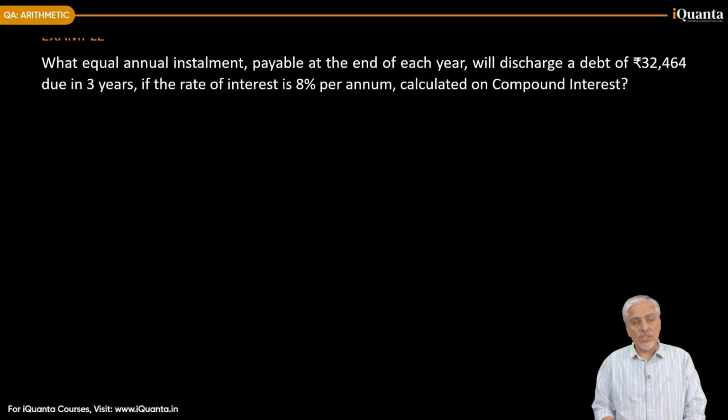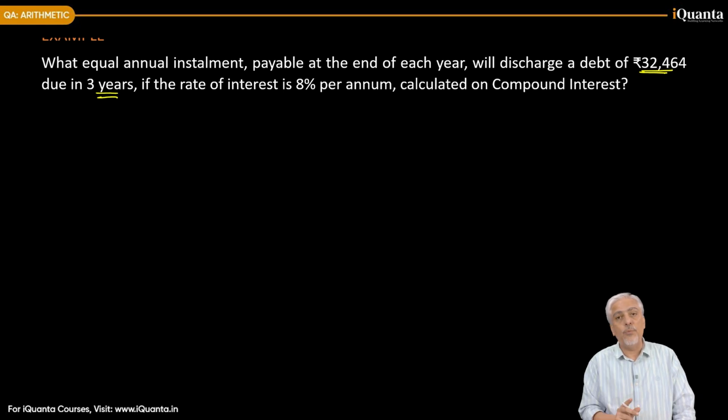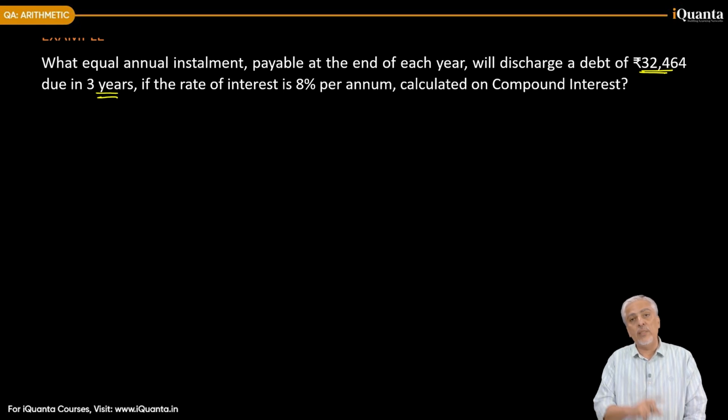Let's have a look at the next question. The next question is slightly different. Pay attention very carefully. What equal annual installment payable at the end of each year will discharge a debt of 32,464 due in 3 years? Now, this is very important. This amount is already due after 3 years.